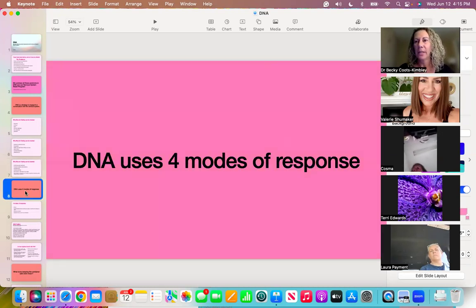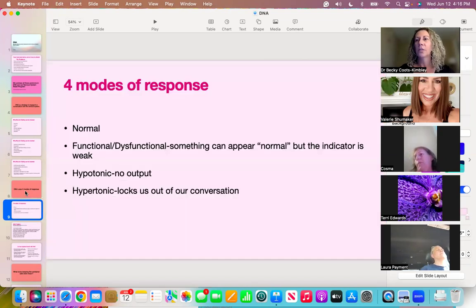This brings me back to DNA. In DNA, we use 4 modes of response. What does that even mean? In most applied kinesiology concepts and muscle testing, it's simply yes or no. The muscle is on, the muscle is off. Something is a yes, something is a no. With DNA, we look at 4 different reasons. So we obviously have normal, and then we have weak, which is hypotonic.